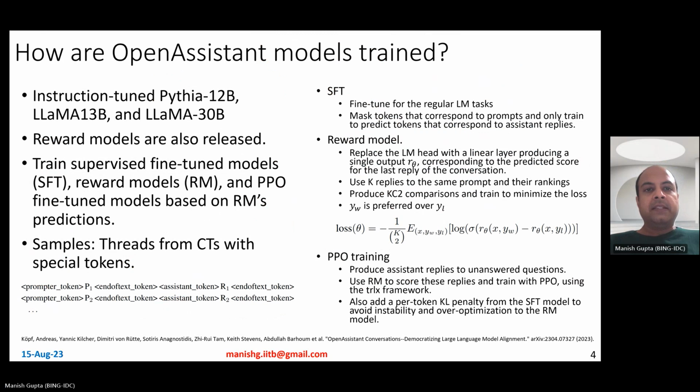Okay. So how did they use this data to train OpenAssistant models? Well, they instruction-tuned Pythia and Llama models: Pythia 12 billion and Llama 13 billion and 30 billion models.